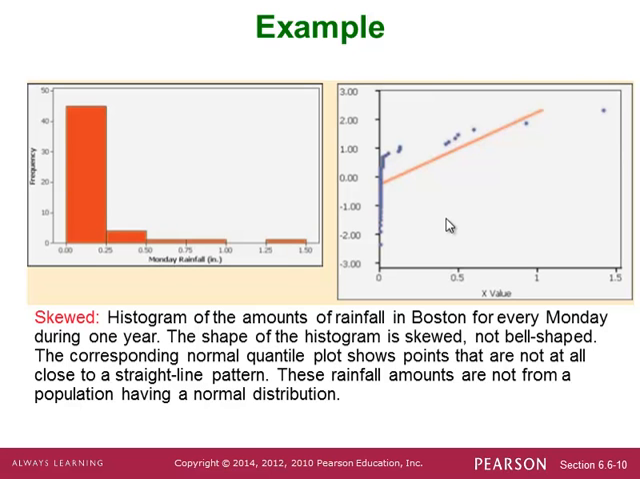Here we've got a sample from a highly skewed distribution. You can see that from the histogram, and here's what the normal quantile plot looks like. Certainly the points do not lie along a straight line, not even close.